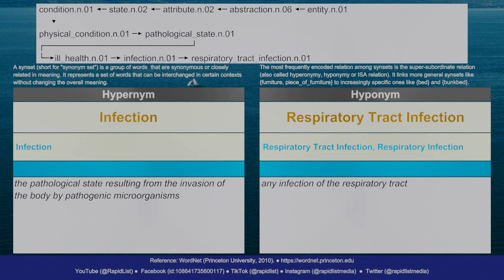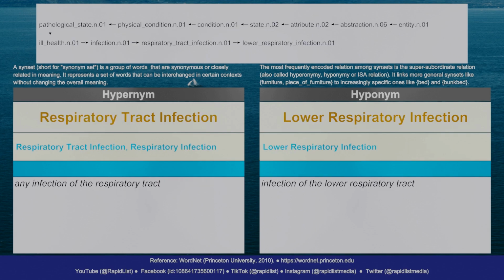Respiratory tract infection. Any infection of the respiratory tract. Lower respiratory infection. Infection of the lower respiratory tract.